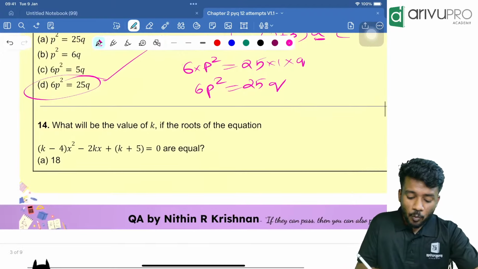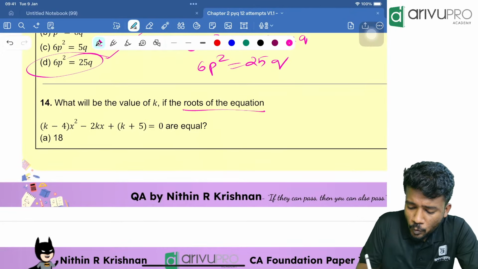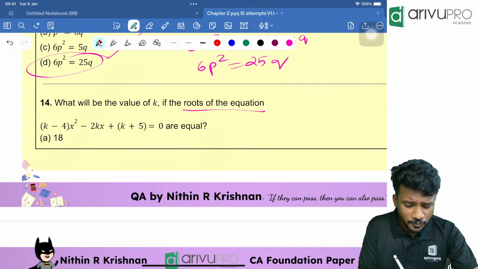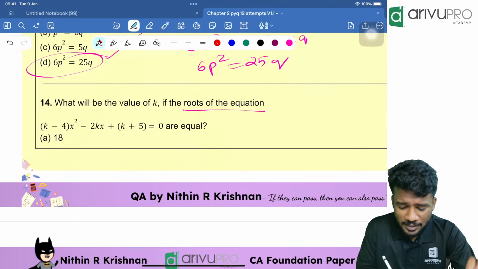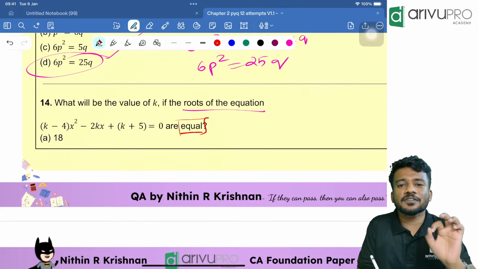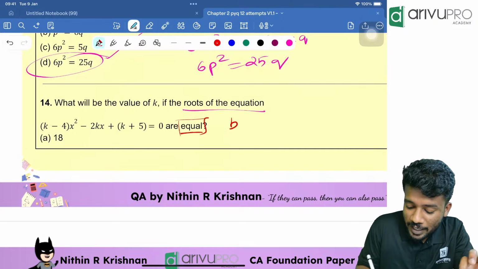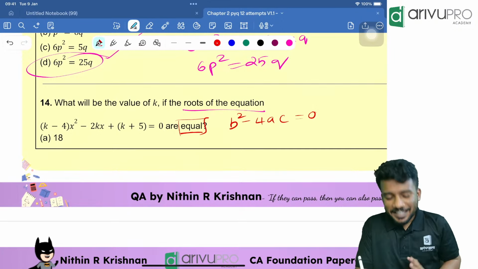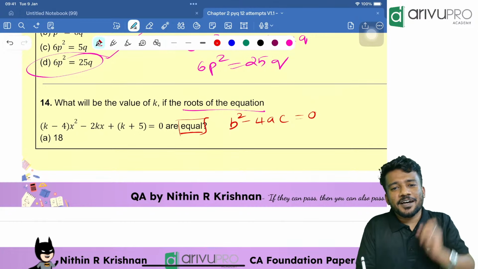Next question: what will be the value of K if the roots of the quadratic equation (K minus 4) X square minus 2K into X plus (K plus 5) is equal to 0 are equal? What is the condition for equality, people? Whenever B square minus 4AC is equal to 0, we will say that the roots of a quadratic equation are equal.